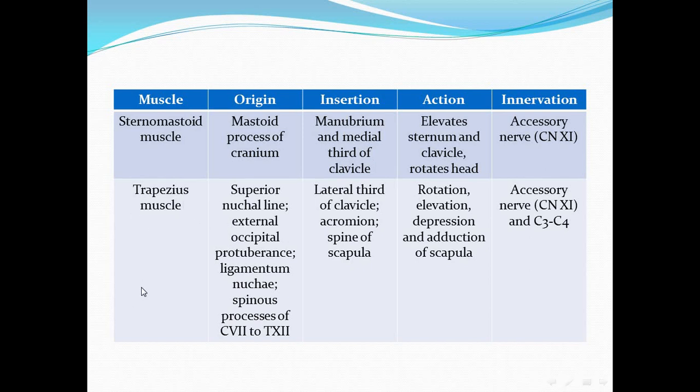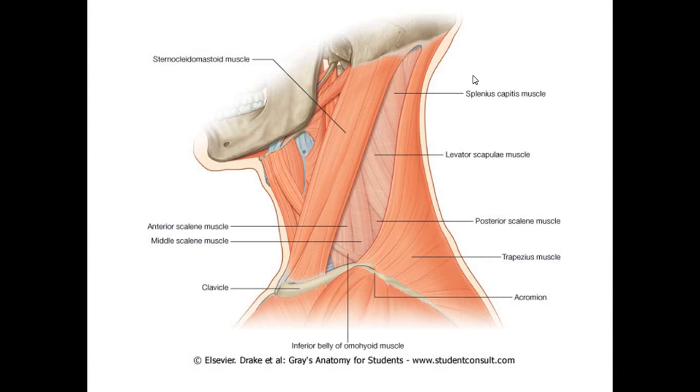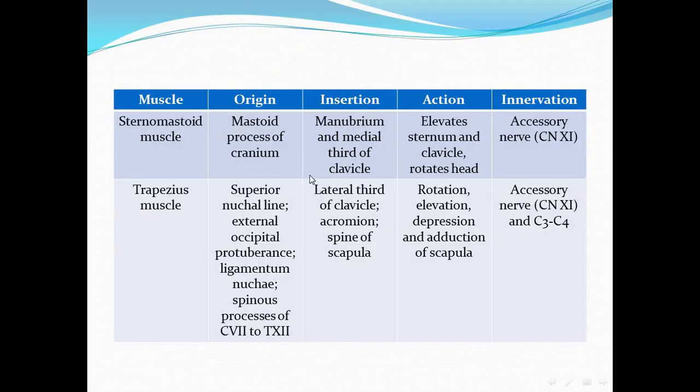The trapezius muscle is a large, huge muscle which has a very long origin. It originates from the superior nuchal line, the external occipital protuberance, the occipital bone, the ligamentum nuchae, and the spinous processes of C7 to T12. So that much long. Let's come back to this. So all of this is the origin of the trapezius, and it inserts on the lateral third of the clavicle, the acromion, and the spine of the scapula.